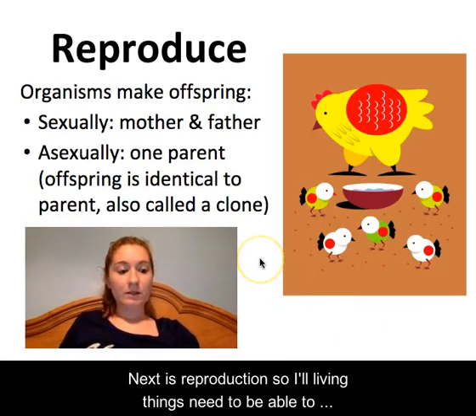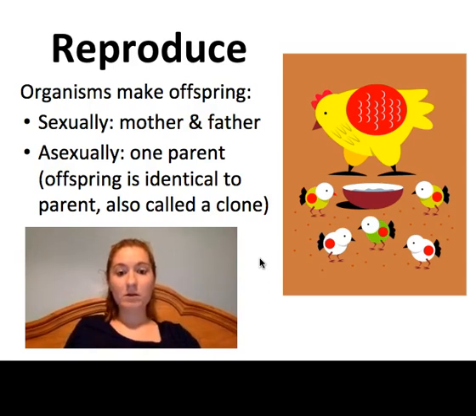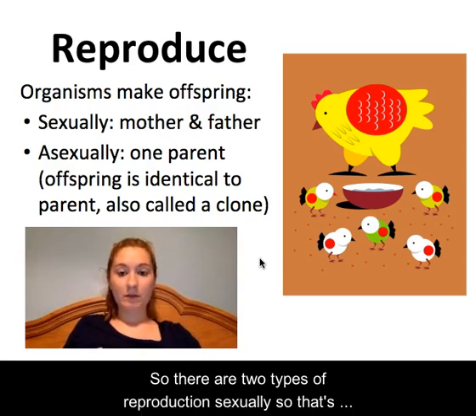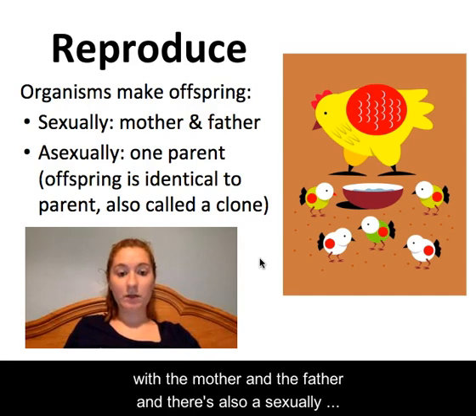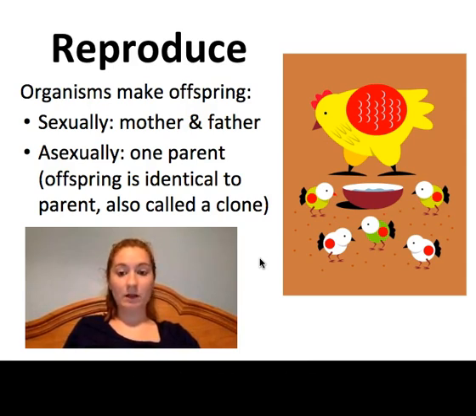All right, next is reproduction. All living things need to be able to reproduce and pass on their DNA to their offspring. There are two types of reproduction, sexually, that's with a mother and a father, and there's also asexually with one parent, and then you make the exact copy of yourself. Your fifth keyword is water.